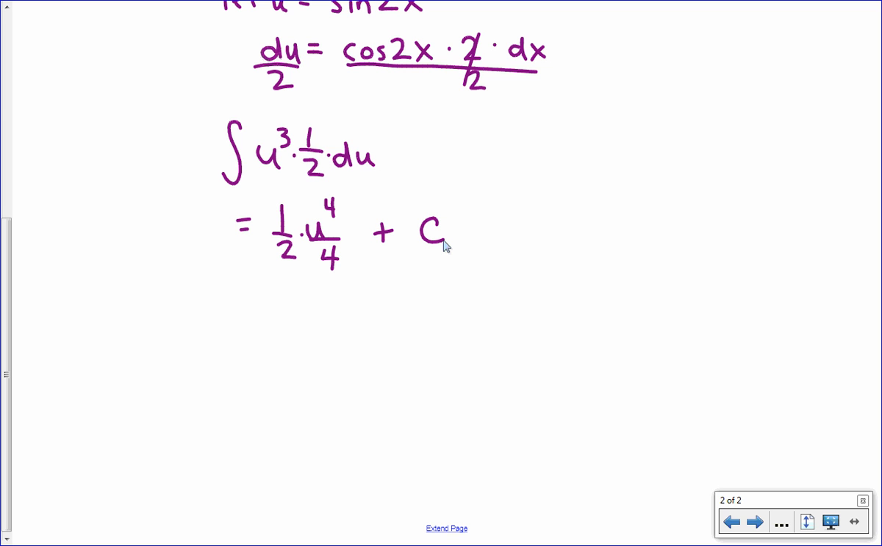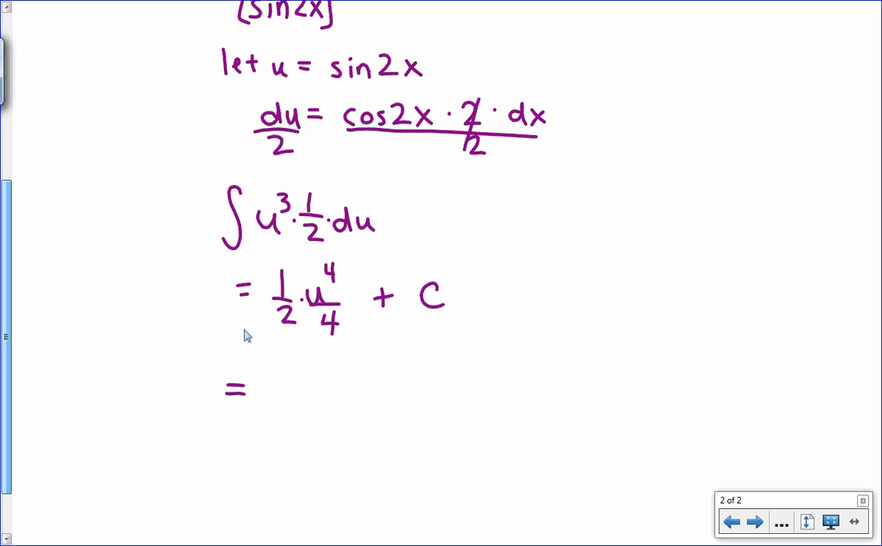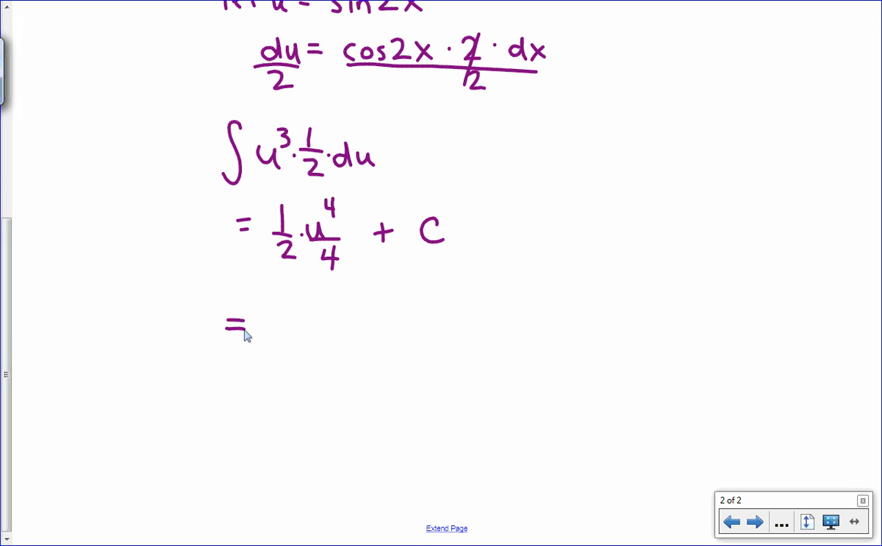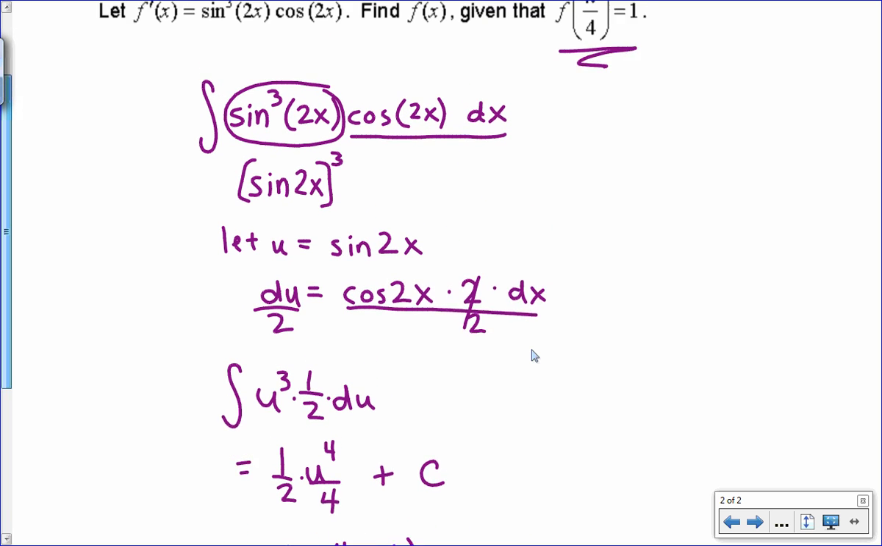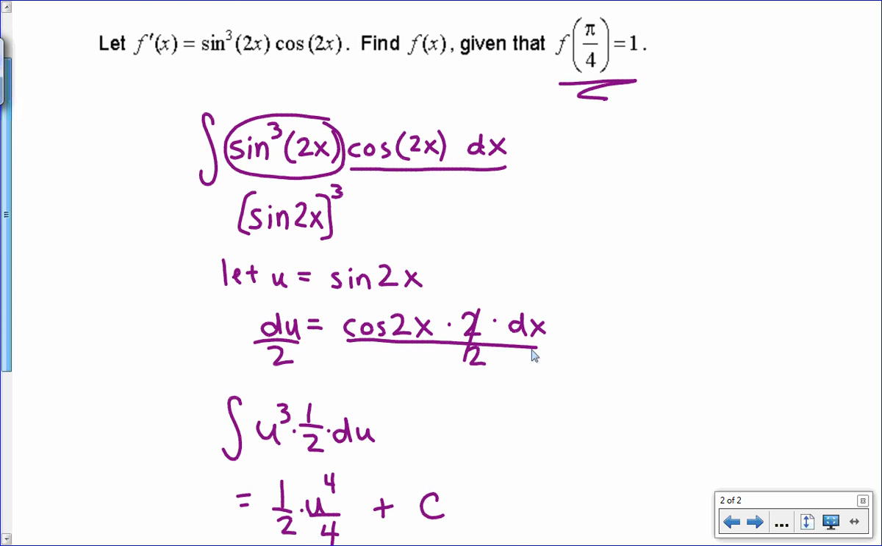And then I'm going to put my u substitution back in place. So u was supposed to equal sine 2x, so if I put that back in place, it's going to be sine to the 4th 2x, let's say over 8, because I have 2 times 4, and then I have this plus c. So here is my function generally, and then I have to go back up and look at that other information that was given. I have f of pi over 4 equals 1.